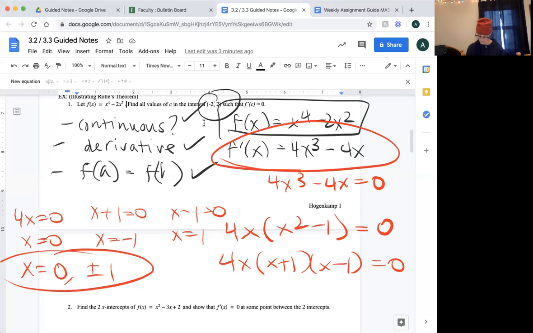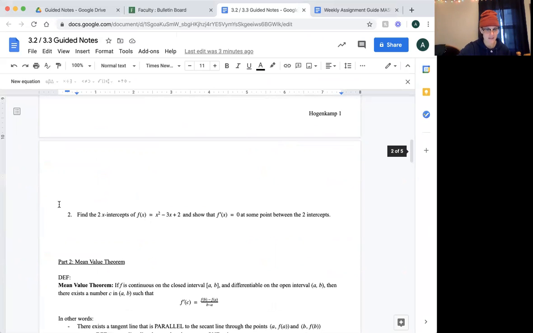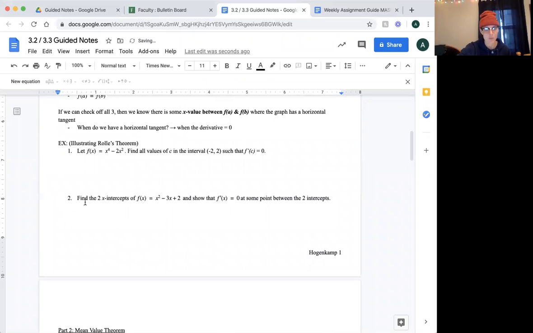All right, example 2. Find the two x-intercepts of f of x equals x squared minus 3x plus 2 and show that f prime of x equals 0 at some point between the two intercepts. So here we want to first find the two x-intercepts of our function. Since we have a quadratic function, we are going to factor and set it equal to 0. So f of x equals x squared minus 3x plus 2.